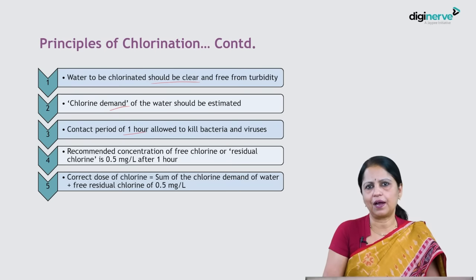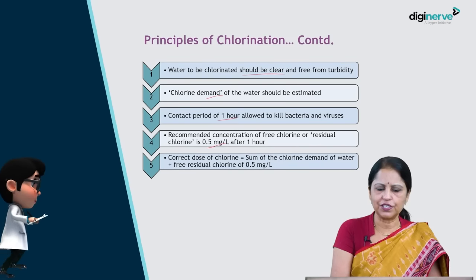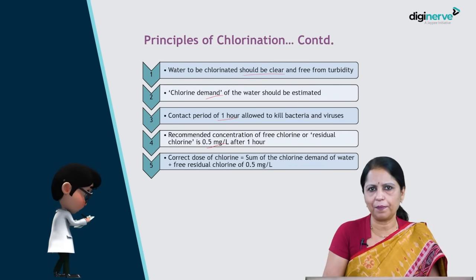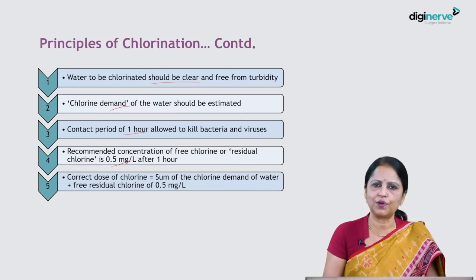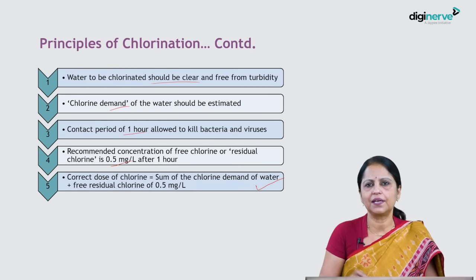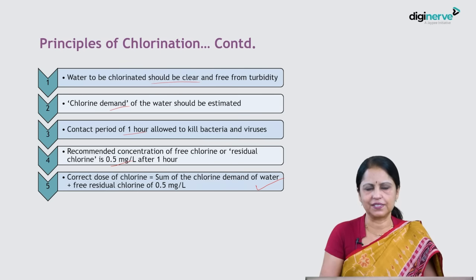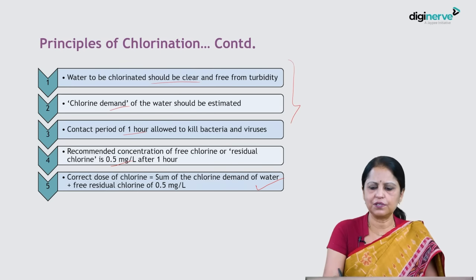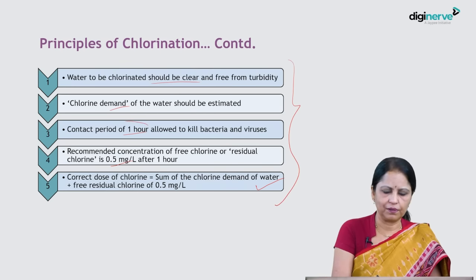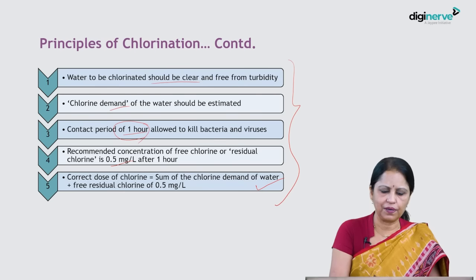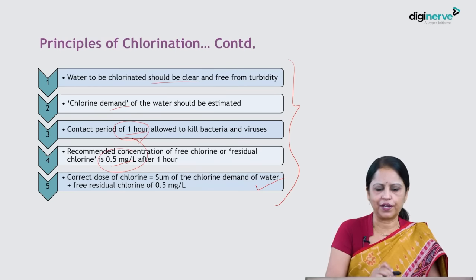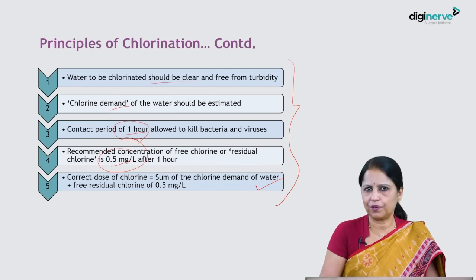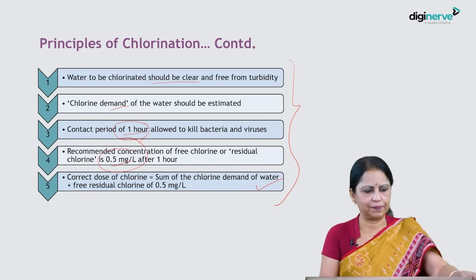A contact period of 1 hour is to be maintained, and a residual chlorine of 0.5 milligram per liter should be present after 1 hour. Hence the correct dose of chlorine is the chlorine demand plus residual chlorine of 0.5 milligram per liter. I will explain these terminologies. You have to know this very precisely, and you have to remember the concentration of residual chlorine and the contact period. These are very important for MCQs, Vivas and everything.